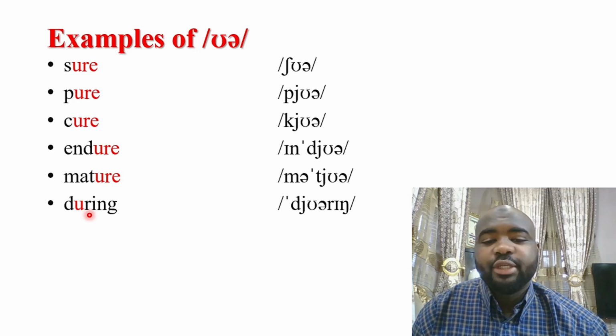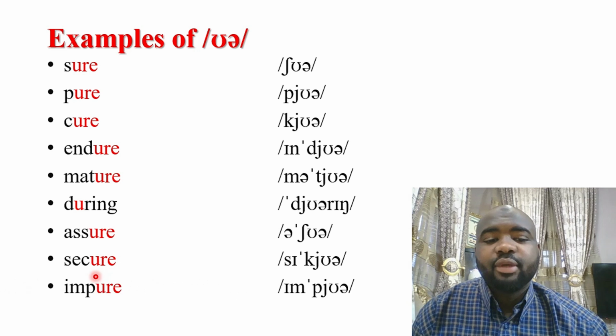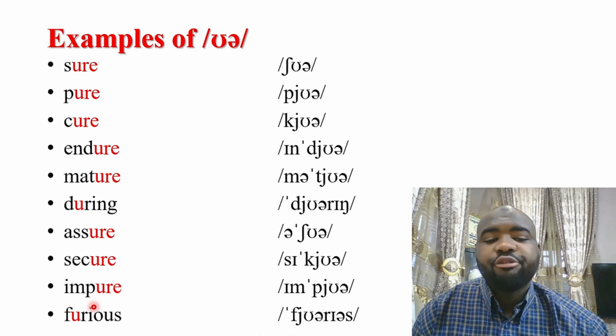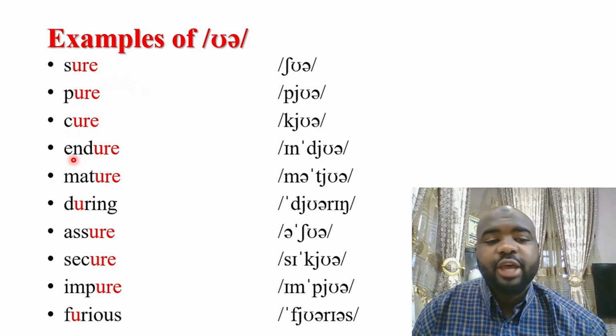During, assure, as in secure, as in impure, as in furious. This is the third category of vowel diphthong, U, A, Ua sound. These are the examples: sure, pure, cure, endure, mature, during, assure, secure, impure, and furious.